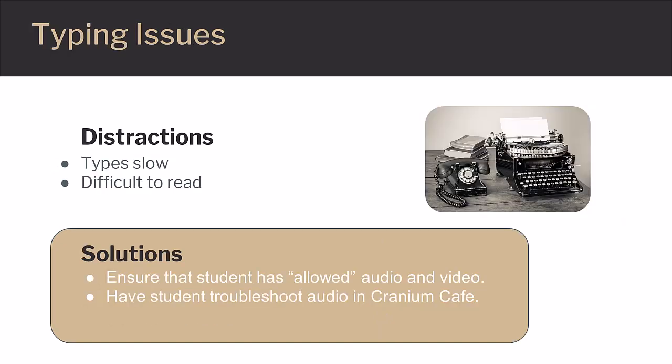If you're working with a student who's not using a microphone and is having difficulties typing, it's best to first help the student turn on the microphone by ensuring that the student has allowed audio and video in the Cranium Cafe. Students can also troubleshoot their audio by checking the settings in the upper left corner of the cafe.